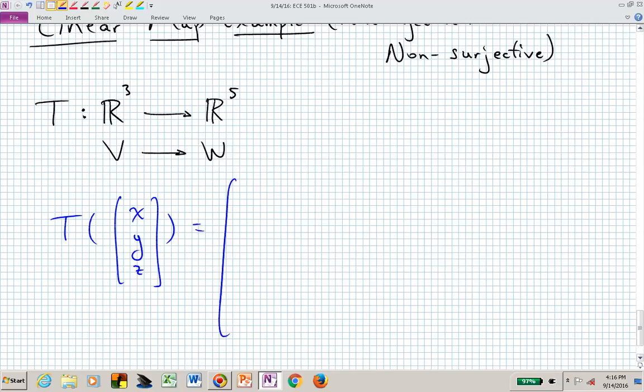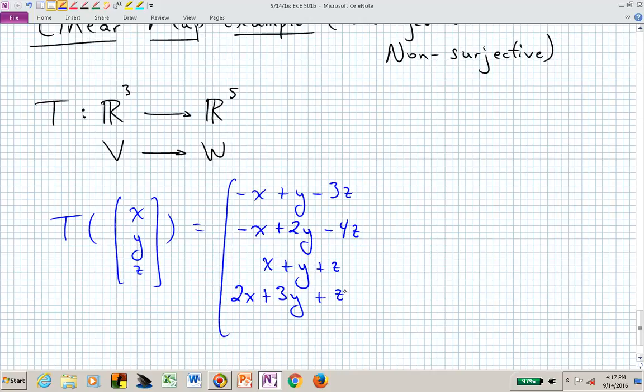Let's say that the first coordinate in the output is made up of the three coordinates in the input as minus x plus y minus 3z. And in the second coordinate, let's let that be minus x plus 2y minus 4z, x plus y plus z for the third coordinate, 2x plus 3y plus z for the fourth, and x plus 2z for the fifth.